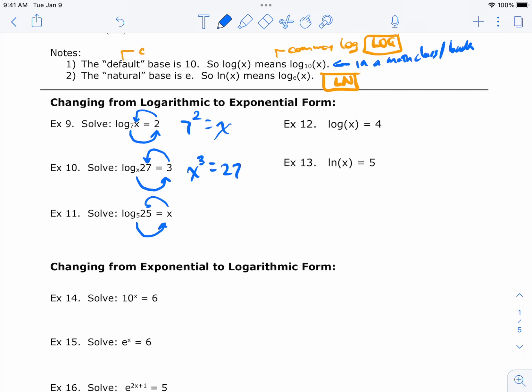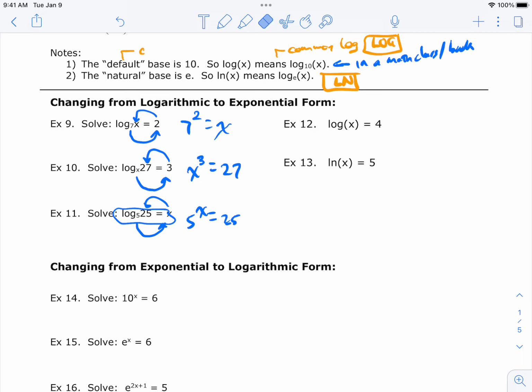5 to the what power is 25? By looking at that, you can say, oh, x must be 2, right? So sometimes in order to solve a logarithmic equation, you just rewrite it as an exponential equation, and then it's easier to look at.